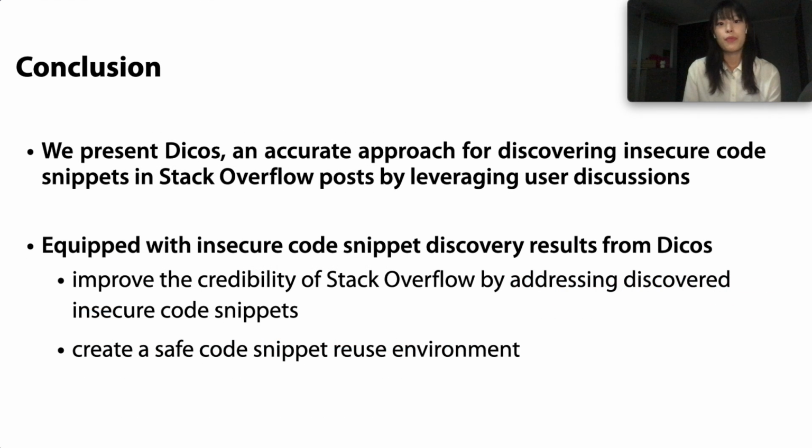To conclude, we presented Dicos, which is an accurate approach for discovering insecure code snippets in Stack Overflow posts by leveraging user discussions. Equipped with insecure code snippets discovered results from Dicos, the credibility of Stack Overflow can be improved by addressing discovered insecure code snippets, and further, this can create a safe code snippet reuse environment.